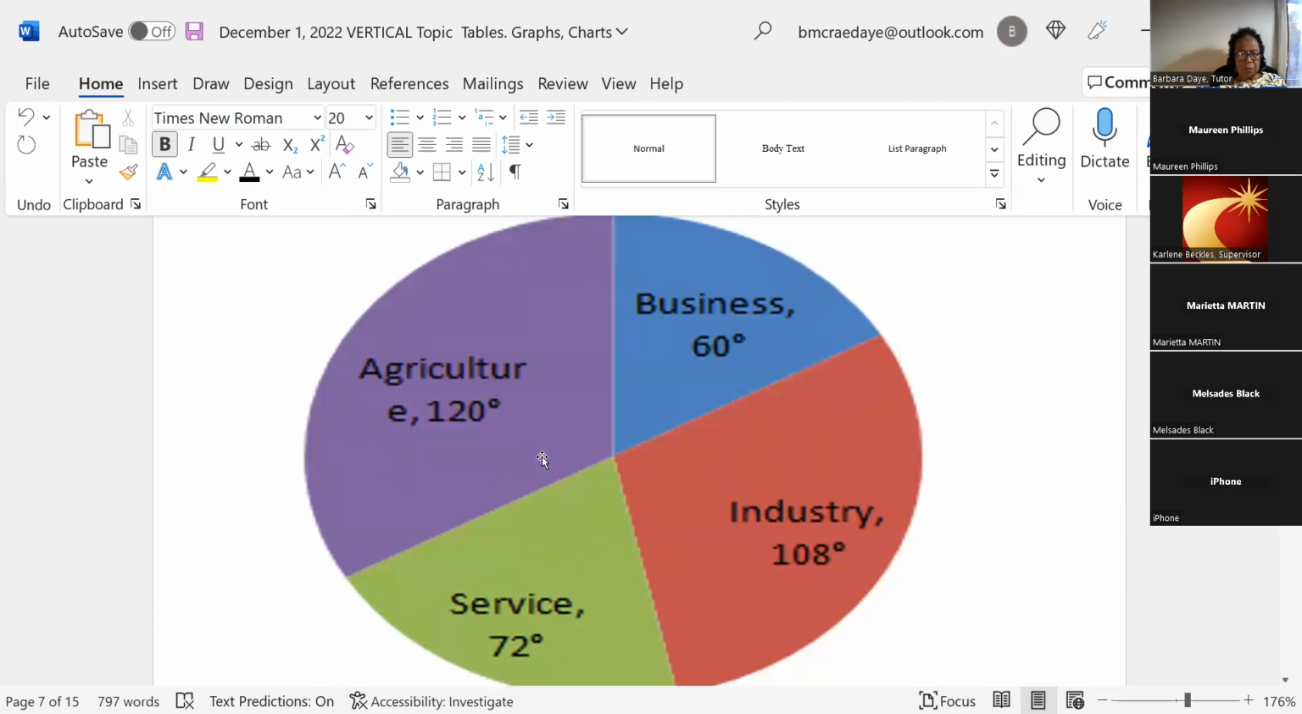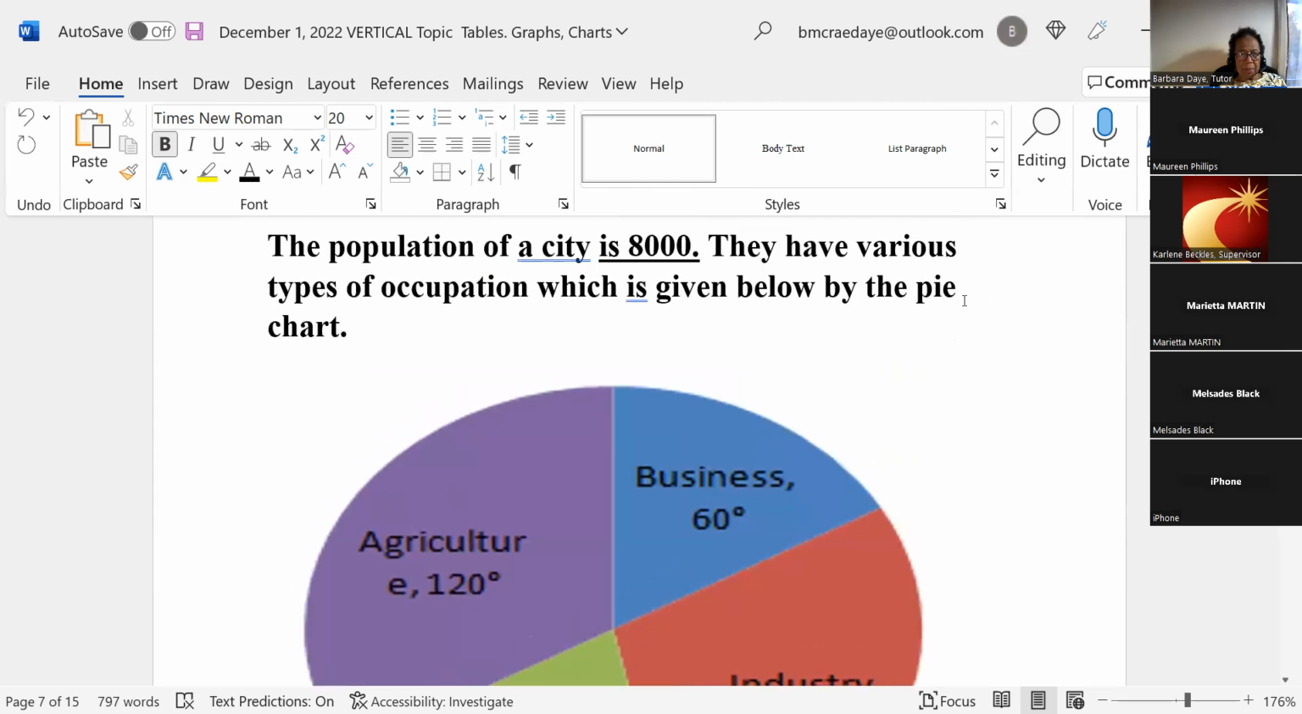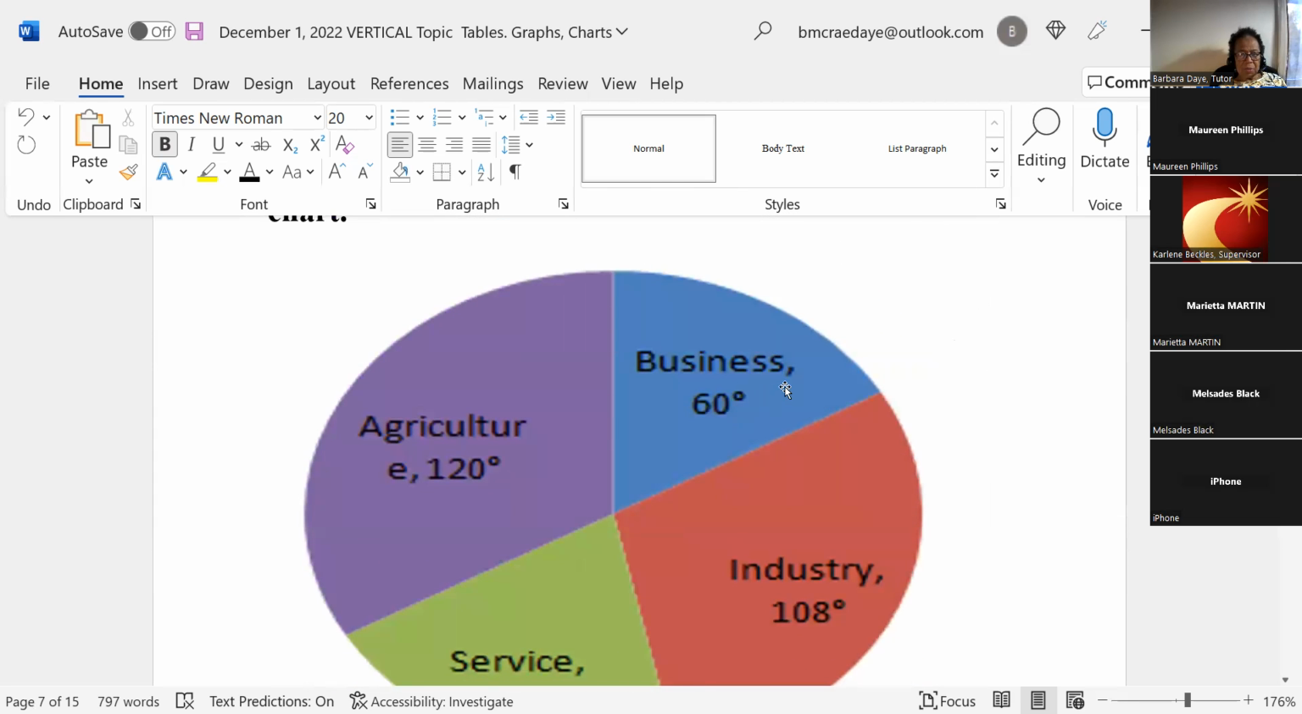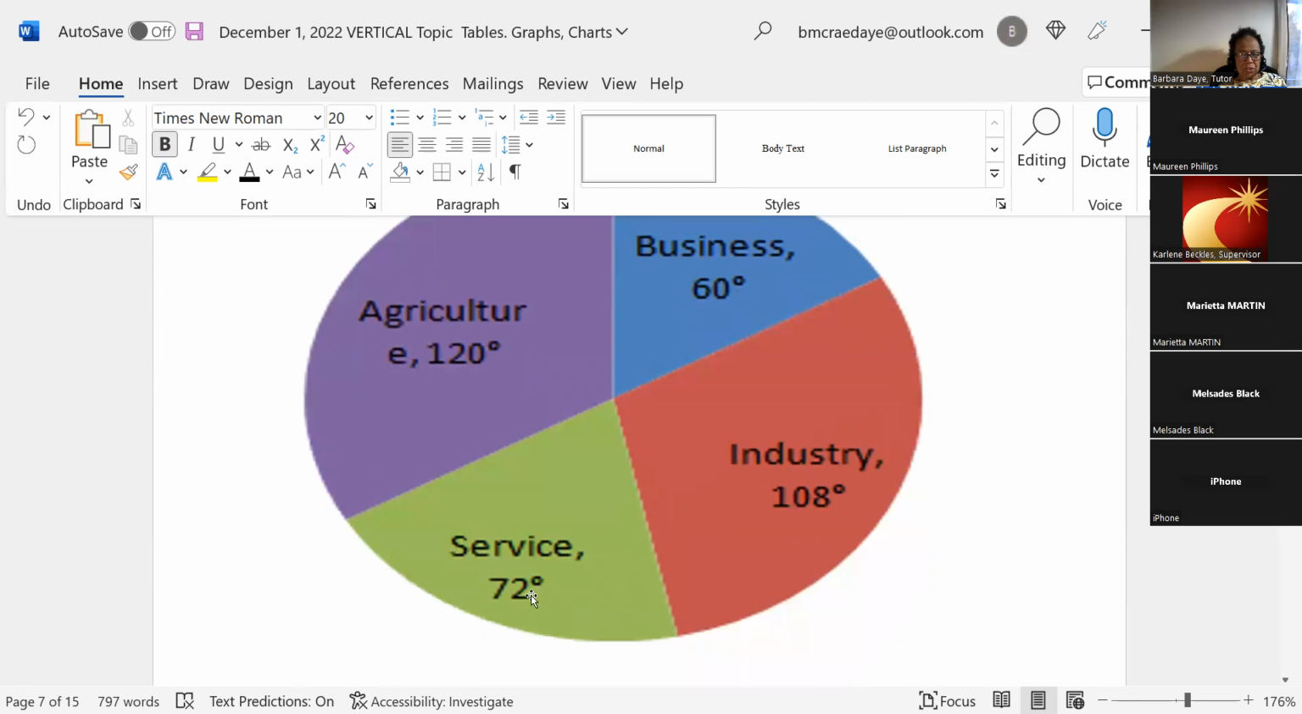These are the sectors that people work in, the occupation. 60 degrees business, 120 degrees agriculture, service 72, industry 108.